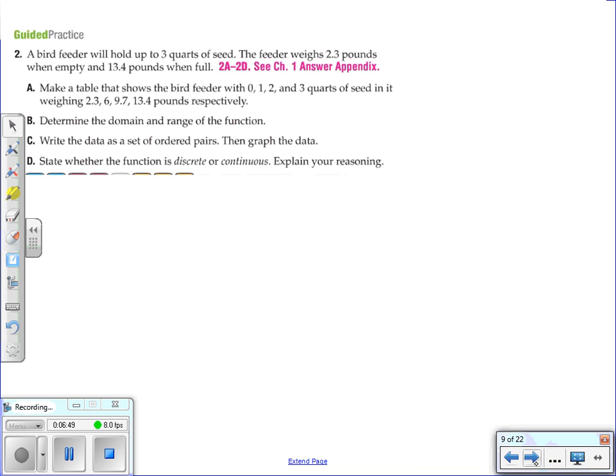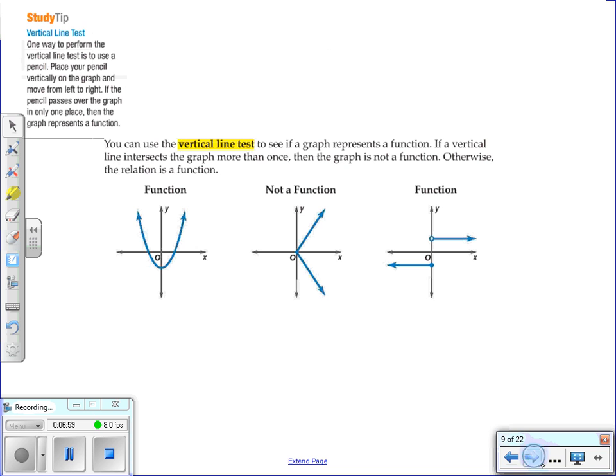Here's your example with the bird feeder. You go ahead and make your table, determine the domain and range, write the data as a set of ordered pairs, graph it, and then determine if it's discrete or continuous. All right. Vertical line test, I've been refreshing your memory about this for a little while.